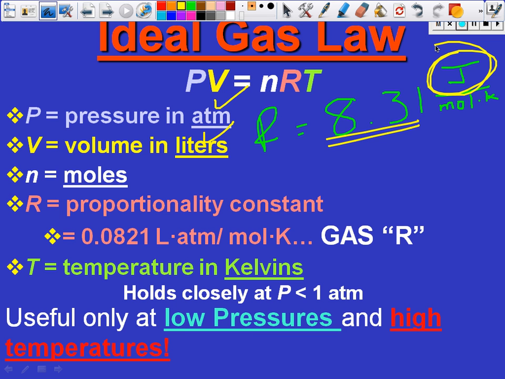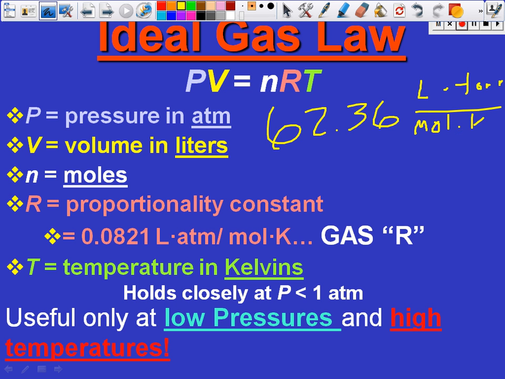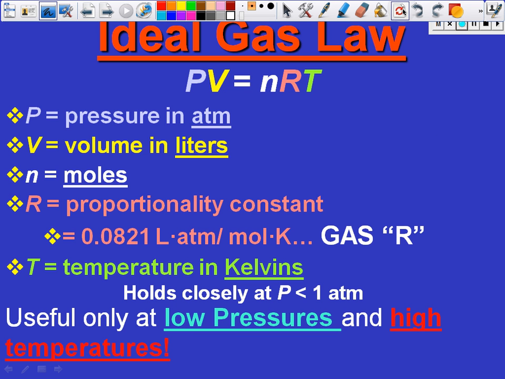The other one that they actually give you is 62.36. Let me just show you what it is. Again, it's 62.36, and it's liters times torr over mole. And I'm going to be honest with you, in all of my years of chemistry, I have never seen this number used or used it myself. So I honestly don't even know why they give you that value. So completely ignore that one. You're never going to have to use it, okay? All right, so that's the next thing.